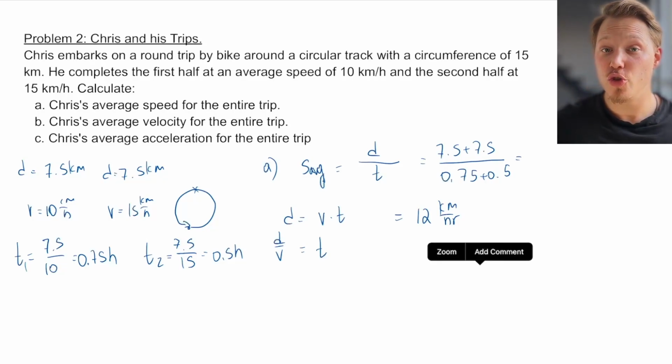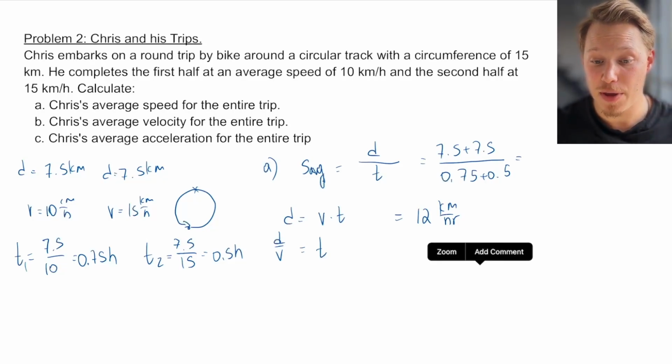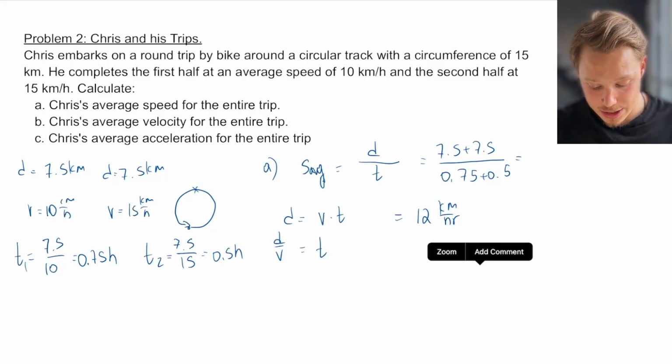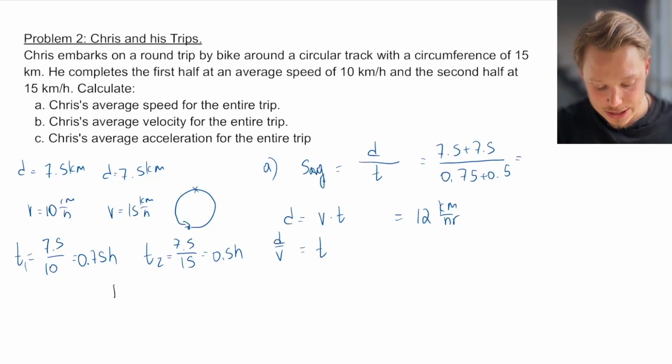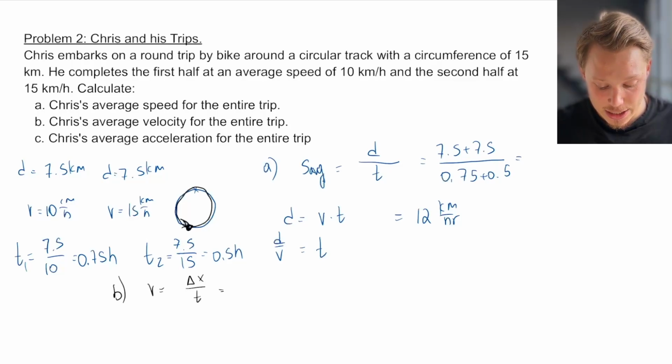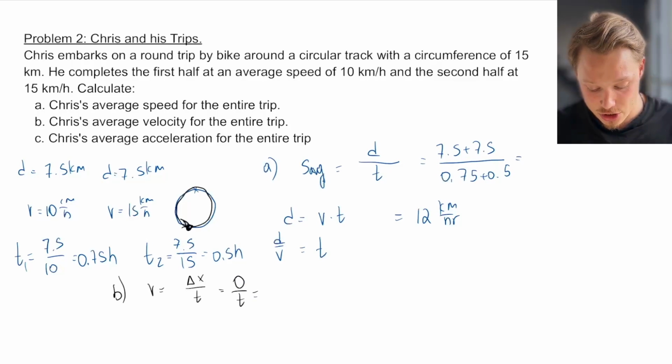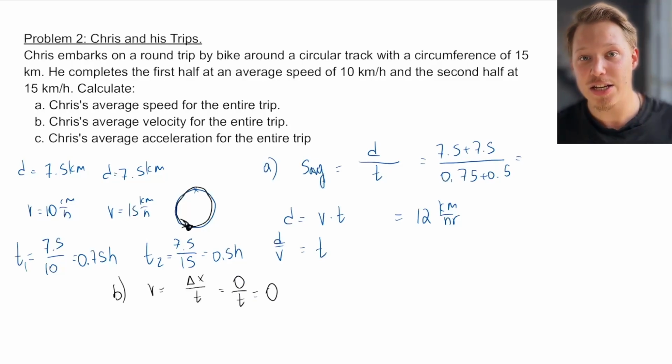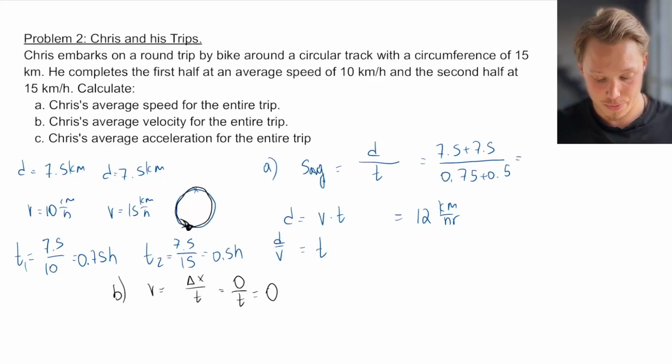Now, I want you to think by yourself about part B. What is his average velocity? Remember that average velocity has a formula of displacement over time. If he started here, completed one full circle, what is his displacement? Just like in the previous problem, his displacement is 0 because he ended up at the same exact point where he started. Therefore, average velocity is going to be 0. Great.